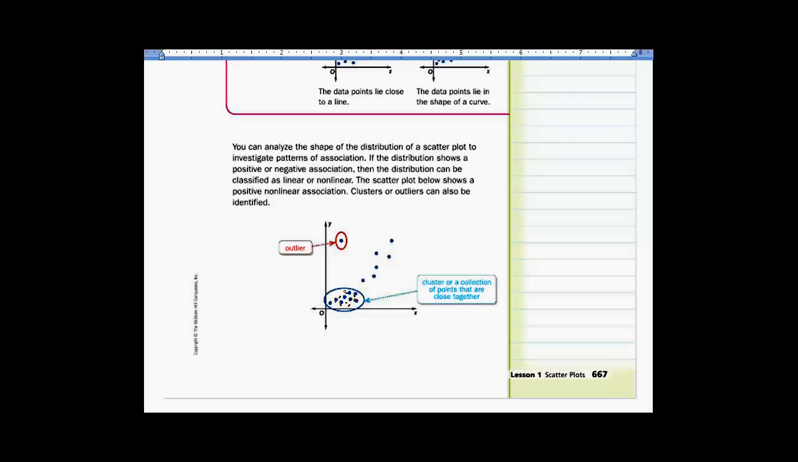So whenever you are analyzing these in your homework, you're going to tell me, is it linear, nonlinear? And if it's linear, you're going to tell me positive or negative association. You're going to identify if it has any outliers, and you will identify if it has any clusters. Okay? So with that, let's move on.